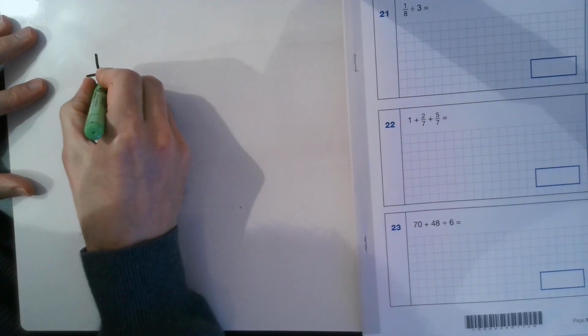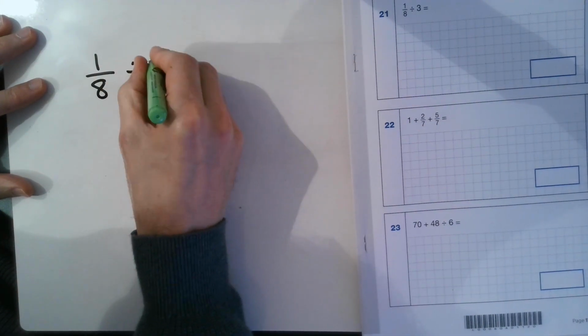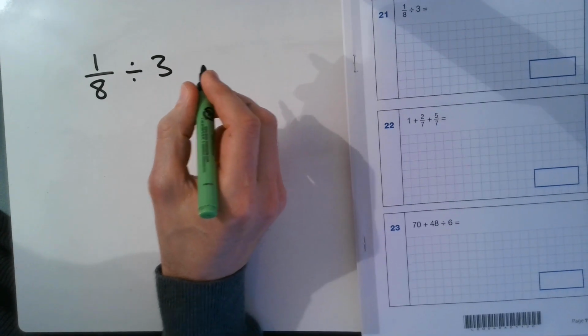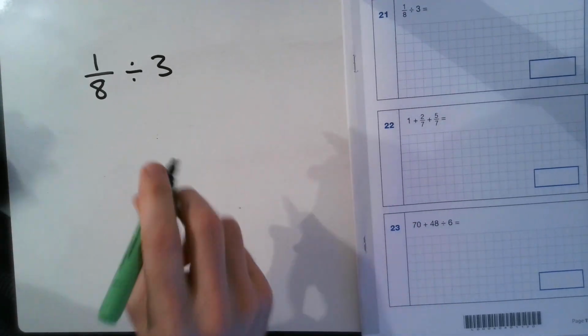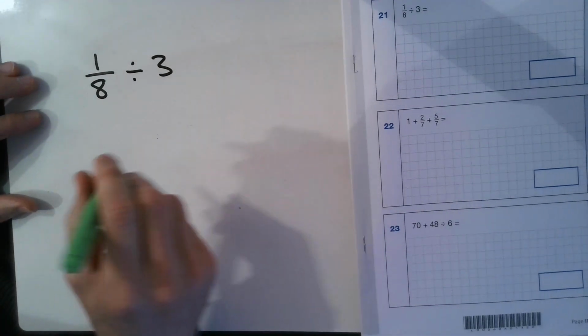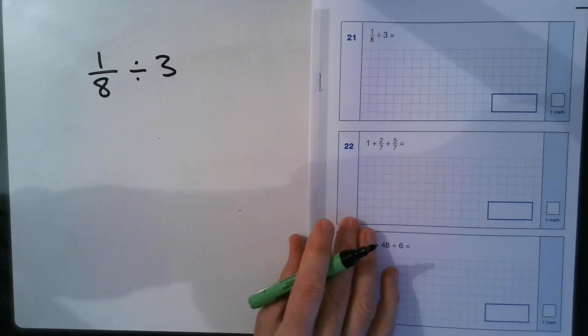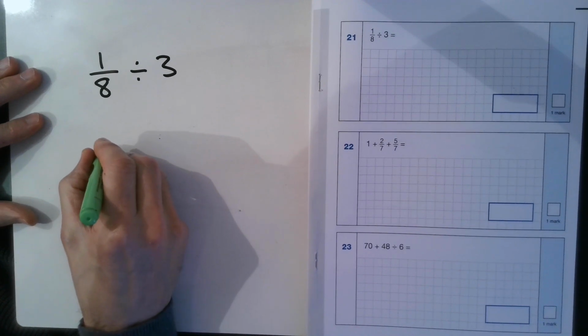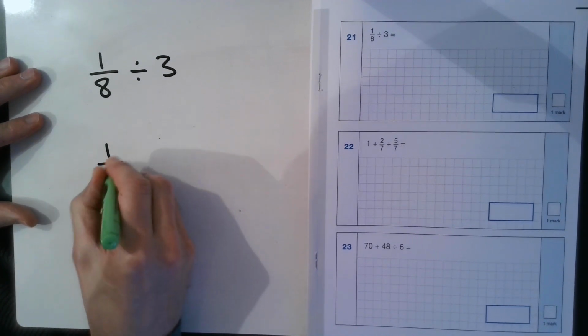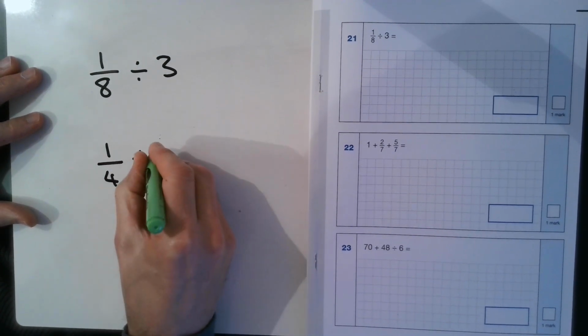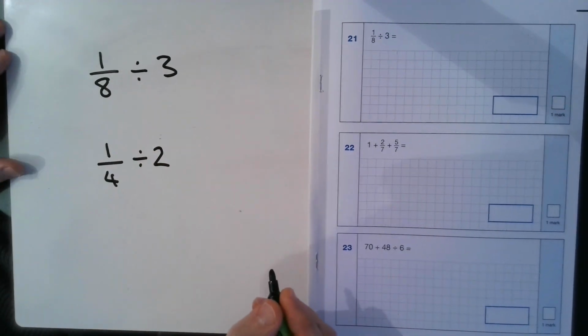21. 1/8 divided by 3. Okay, so for this question, I'd say there are two ways of doing it. If I just show you a question like 1/4 divided by 2, I know lots of you can do this.